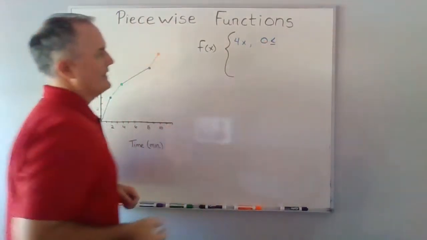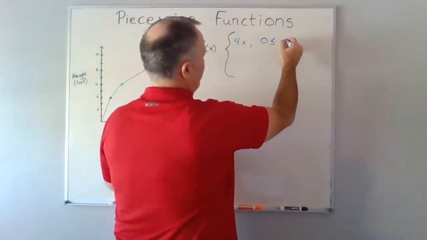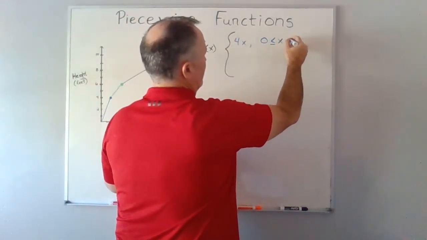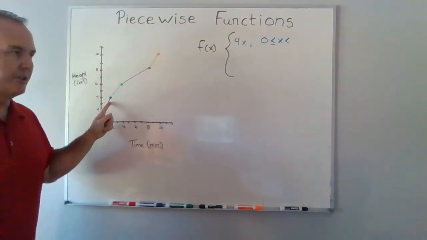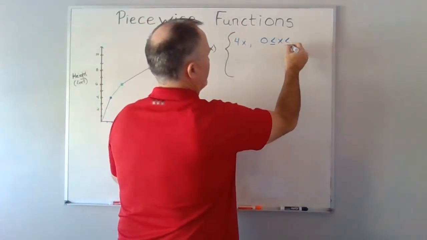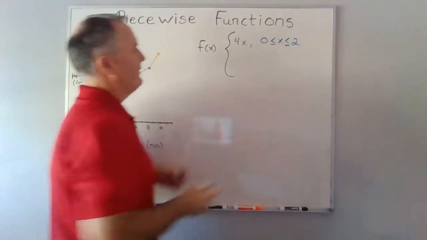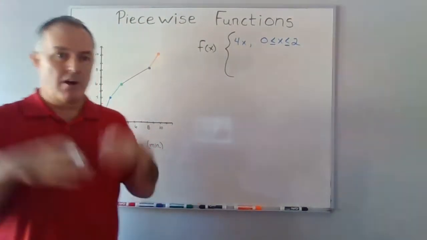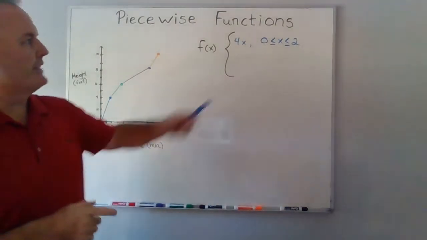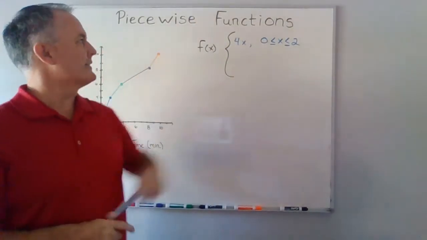So we'll put 0 is less than or equal to x, which is less than, and there's a blue dot on 2, less than or equal to 2. There we go. So we have our first line, our first subfunction of our piecewise functions. Remember, these are called subfunctions, and those are our domains.